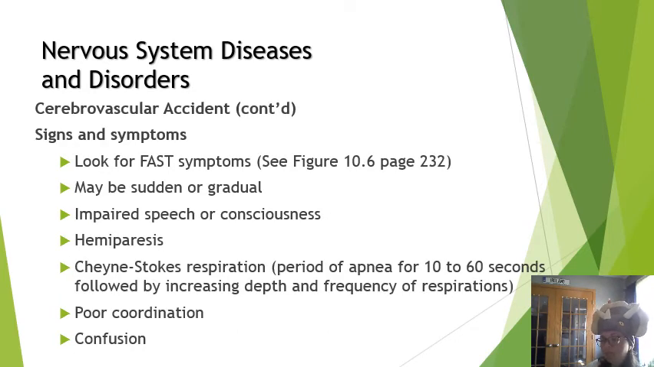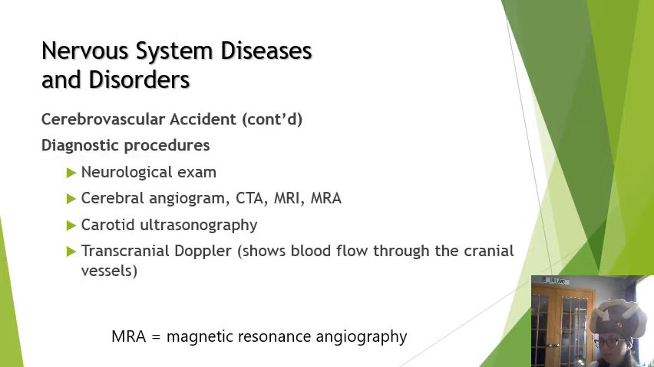Signs and symptoms of a cerebrovascular accident could be best categorized if you use the FAST figure from your text, page 232. There can be a sudden or gradual onset. It impairs speech or consciousness, hemiparesis, Cheyne-Stokes respiration, which is a period of apnea, meaning not breathing, for about 10 to 60 seconds, but then you're followed by this catch-up moment of quick, increased, deep breathing. There's also poor coordination and confusion.